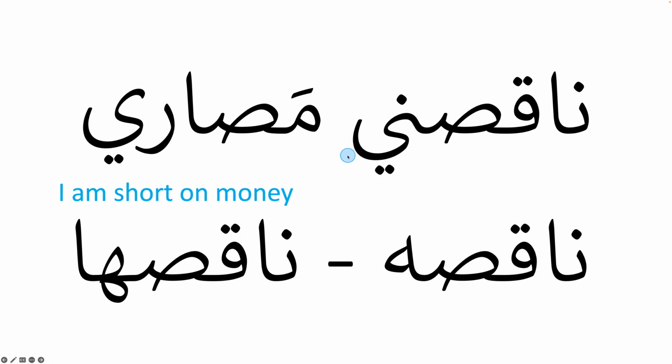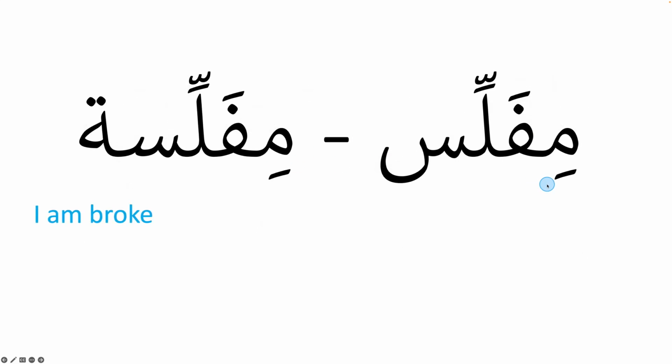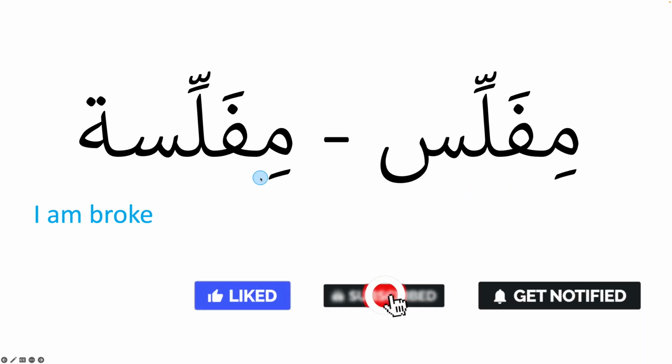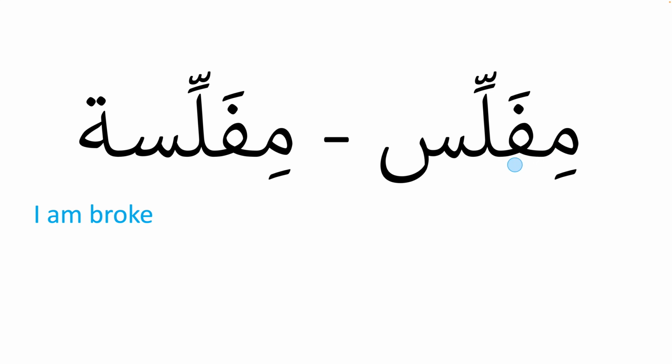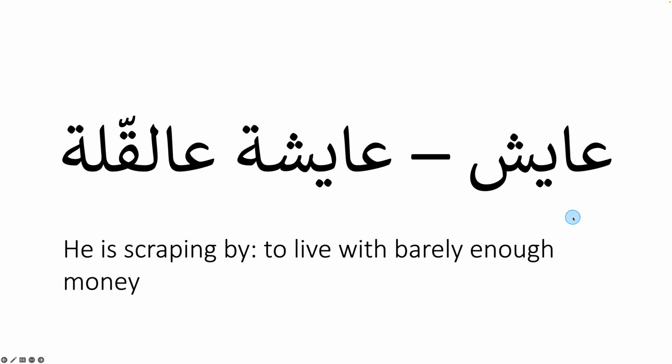Our next phrase, مفلس, مفلسة. مفلس is the active participle. It's used a lot, as you know, in Levantine Arabic. It would be used for I masculine, you masculine, and he. This is the male version, and this is the female version, so it would be used with a woman. So مفلس and مفلسة. The literal translation and the overall meaning is I'm broke.